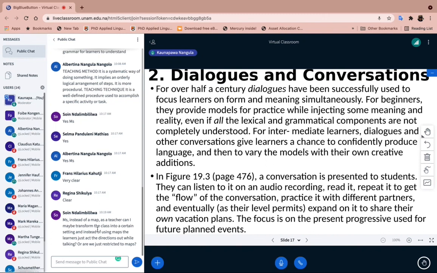So instead of using a map, you can set up the classroom if it can allow you, if your class is not too packed. All right, and then instead of using a map, learners can act the direction out while talking. You can come up with anything that you think is brilliant as long as the learners use the language. All right, whatever we present to you in the classroom, this is not the end of it. There are more possibilities that you can use within your lesson. Okay.